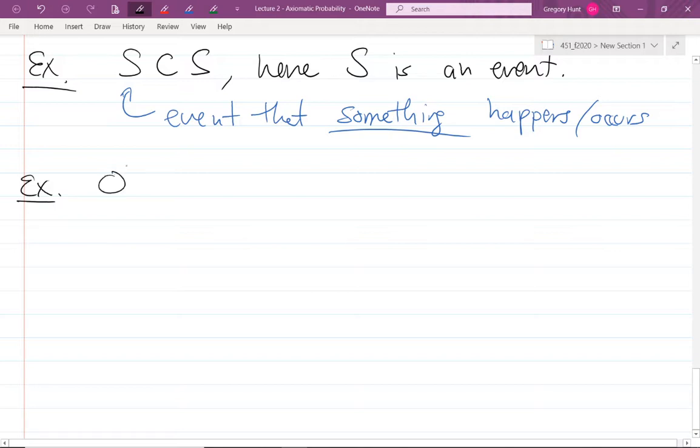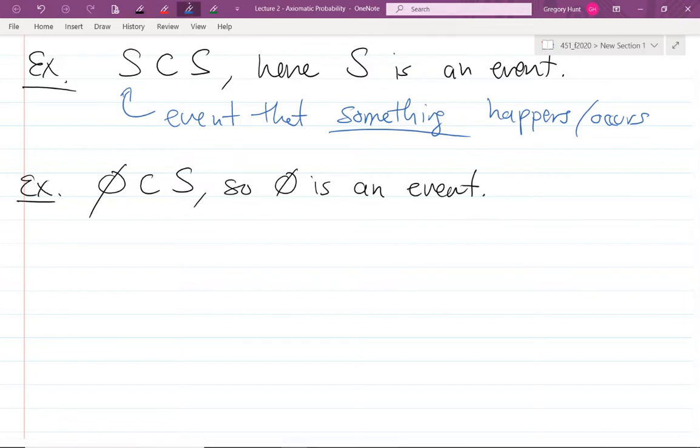Another example is if I look at the null set. Is the null set an event? You can pause and think here. And of course, the answer is it is. Why? Well, the null set is a subset of the sample space. The empty set is a subset of every set. So the empty set is an event.